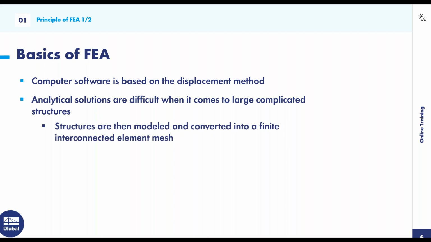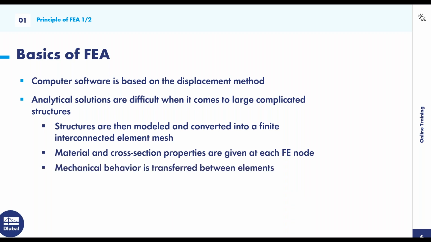Complicated structures are modeled and converted into a finite interconnected element mesh. Then the material and the cross-section properties are given at each FE node, and the mechanical behavior is transferred between these elements. Here's a good word I would like you to walk away with and know: discretization, which is how structures are being submeshed into finite elements, which is kind of the overall idea of FEA. So that's a good word to have in your vocabulary.